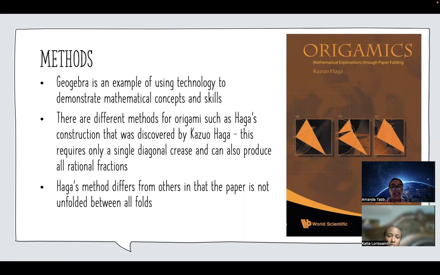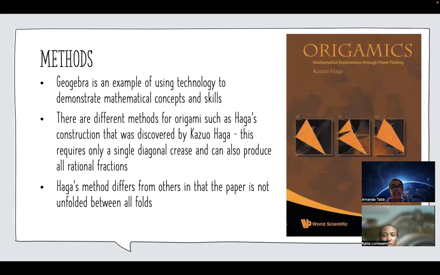So there are different methods for origami, such as Haga's construction that was discovered by Kazuo Haga. This requires only a single diagonal crease and can also produce all rational fractions. Many different mathematicians also contributed to Haga's method and even built off of his. And I thought it was interesting to see how just a small contribution can blow up into different things as people can use inspiration.